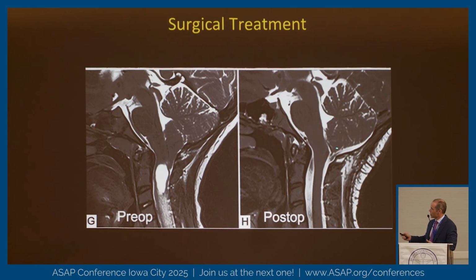The cerebellum is floating in here nicely. There's CSF now in front of the brainstem. There's no more compression on the brainstem. CSF can flow normally, and then you no longer have the syrinx that's here.